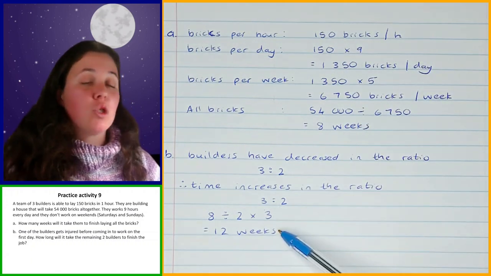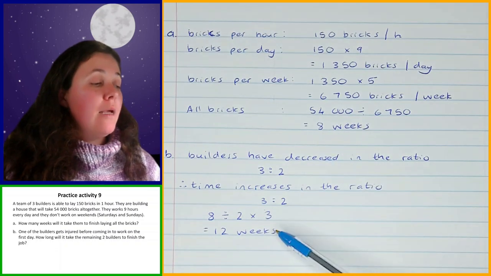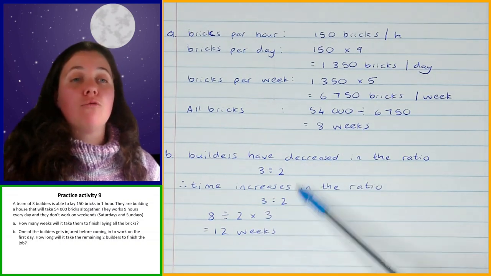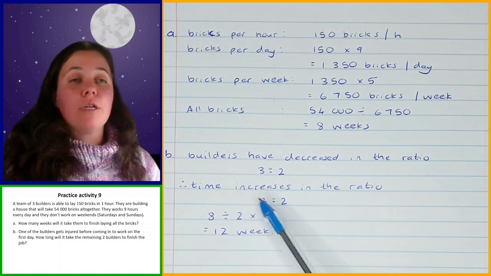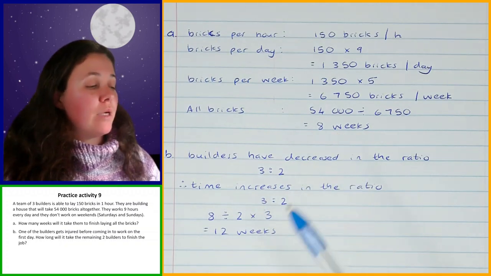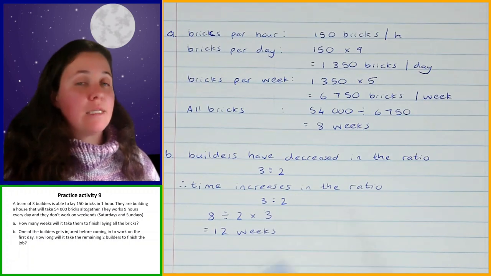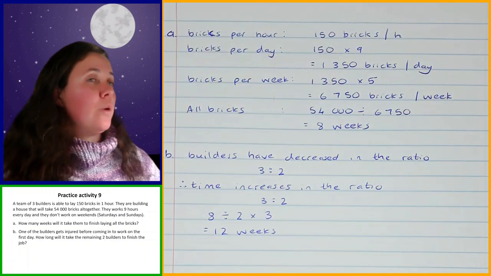You would end up getting to 12 weeks. So you can check that if you want to, but the quicker way of doing it is to use the ratio idea, that if the builders have decreased in this ratio, then the time will increase in the same ratio. Okay, so you get 12 weeks for that one. Then question C.